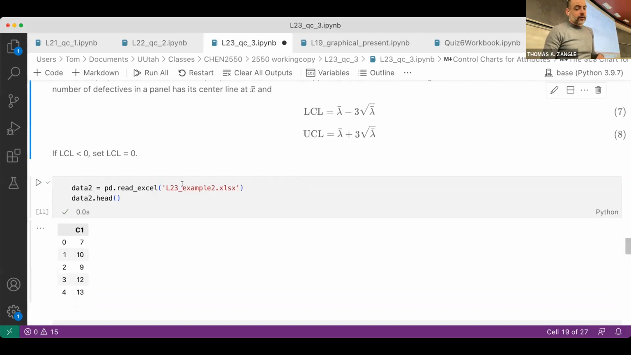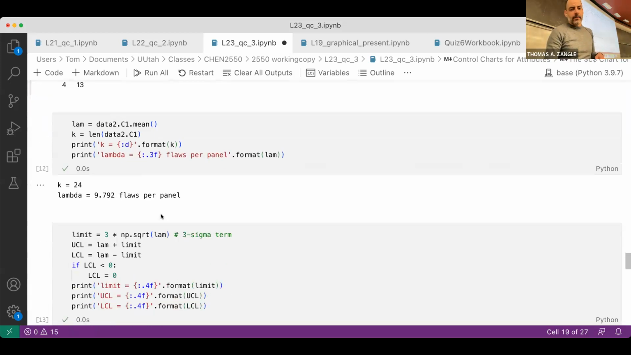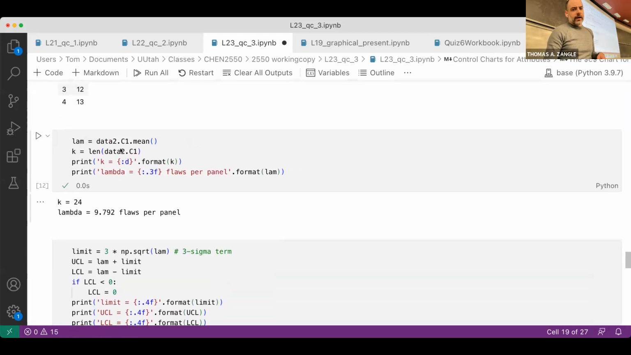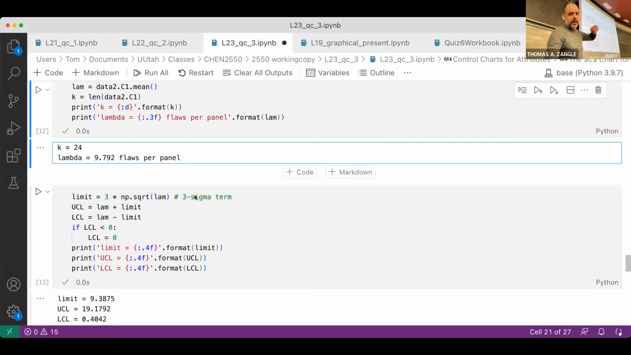So we're going to now apply this to our data. We'll take our data, again, in this example 2, where for each individual measurement period, it's the number of flaws that were observed within that panel. What we find is that there were K equal to 24 observations, 24 panels. Our overall lambda bar is 9.8 flaws per panel.